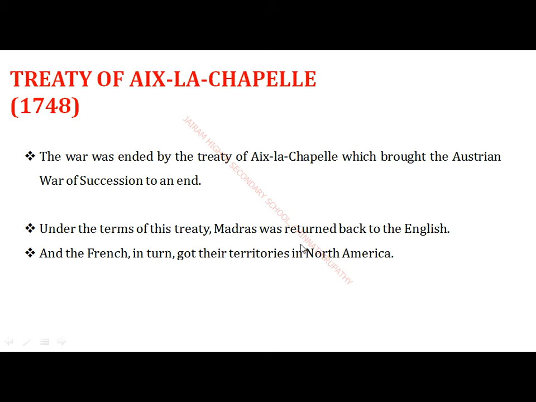Under the terms of this treaty, Madras was returned back to the English. English means whom here? English means the British. If the British gave the rights of Aix-la-Chapelle to the French, then here in India the French returned the territories to the English. This is the agreement that took place between these two military forces. And the French in turn got their territories in North America, which were occupied by the English. Also, it went to the hands of the French.